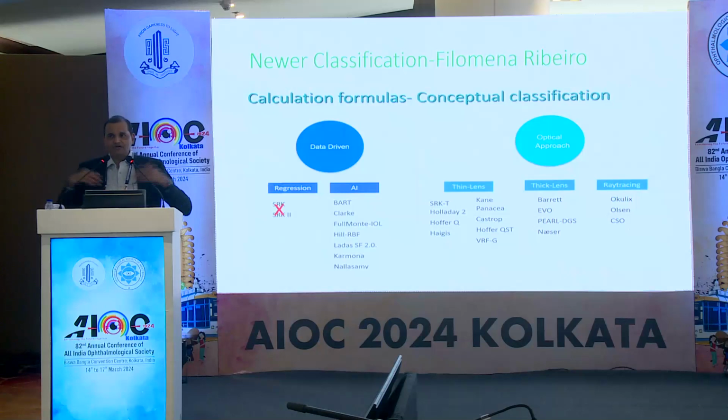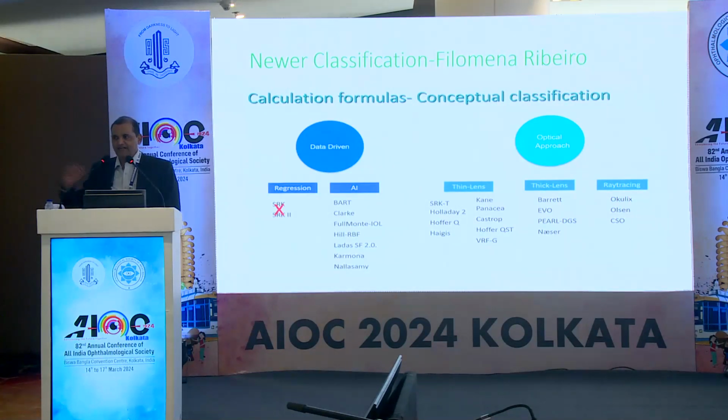The thin-lens based formula, again, I divide into two parts. The older generation, third generation formulas: SRK/T, Holladay 2, Olsen-Q, Hoffer-Q, Haigis, and the newer generation formulas like CAN, Panacea, Castrop, Hoffer QST and VRF-G. And the thick-lens based formulas, which one should actually go for, are the Barrett, EVO, Pearl DGS, Nizar. So these are the optical approaches for the Gaussian optics.